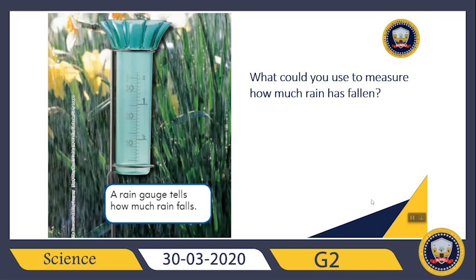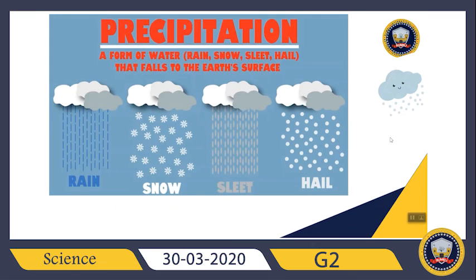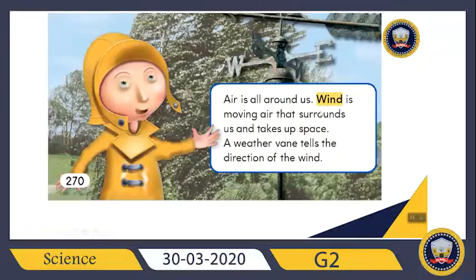Let's make a quick revision of what we studied today. Let's see from the beginning. We talked about the 4 kinds of precipitation. It can be rain, snow, sleet, and hail. We talked about the wind. It's moving air that surrounds us. And we have something we call a weather vane, which tells the direction of the wind.